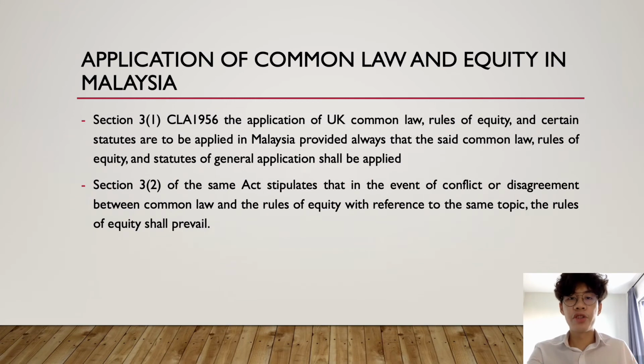In Malaysia, Section 3(1) of the CLA 1956, which is the Civil Law Act 1956, allows the application of UK common law, rules of equity, and certain statutes to be applied in Malaysia, provided always that the said common law, rules of equity, and statutes of general application shall be applied on the dates specified, which were 7th April 1956 for West Malaysia, 1st December 1951 for Sabah, and 12th December 1949 for Sarawak.